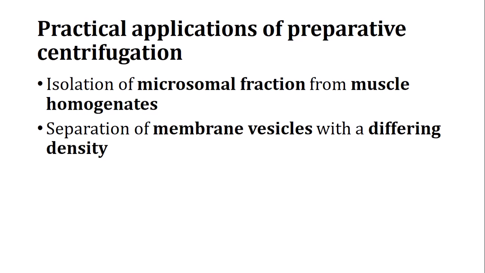So in this lecture, we are going to talk about the practical applications of preparative centrifugation. Here we can see many of the applications where we can have differential centrifugation and density gradient centrifugation separately, or we can go for differential centrifugation and density gradient centrifugation combinedly in one experiment. One of these applications is isolation of microsomal fractions from muscle homogenate, and separation of membrane vesicles with a differing density. We can perform this.